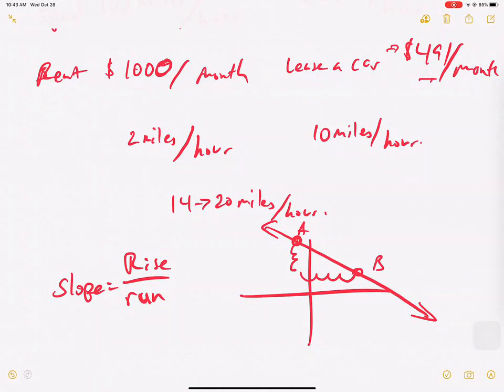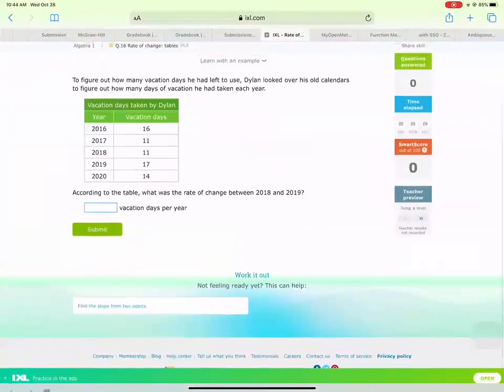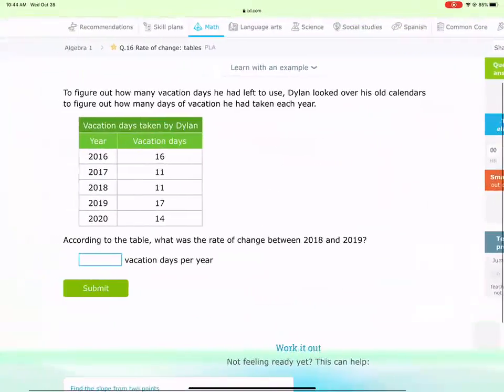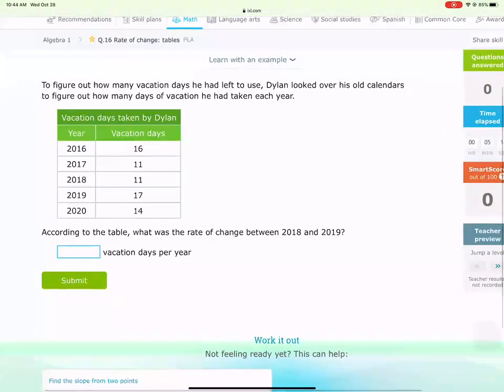Now, the way we do this on tables, let's go ahead and take a look at our problem here. They're going to ask us, what is the rate? So figure out how many vacation days he had left to use. Dylan looked over his old calendar to figure out how many days of vacation he had taken each year.